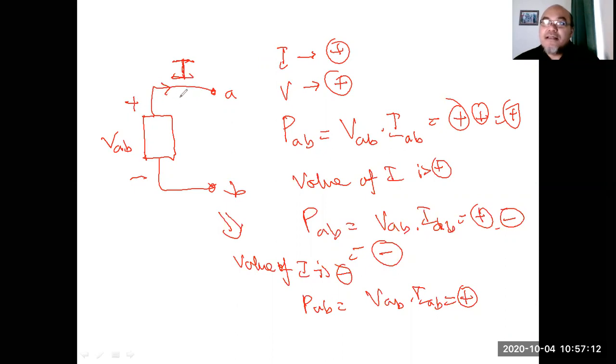So actually, in reality, it goes into the terminal, right? So it is actually negative times negative, and the power is positive. It means that the component is dissipating power, absorbing power and dissipating that power, like resistors, for example. So be careful with this.